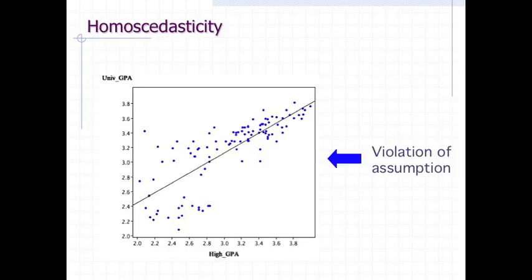Notice that the predictions for students with high high school GPA are very good, whereas the predictions for the students with a low high school GPA are not very good. In other words, the points for students with high high school GPA are close to the regression line, whereas the points for students with low high school GPAs are not.